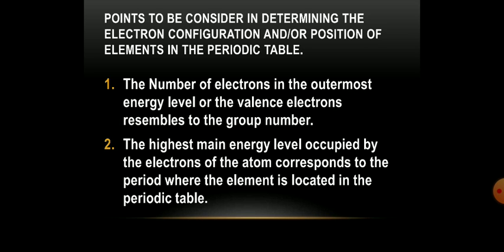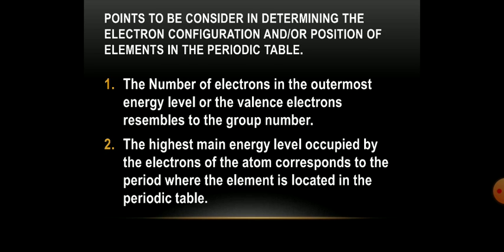Means if we consider potassium, which is present in group 1, in its valence shell the number of electrons is 1 because it comes under group 1. And like that, if we consider magnesium, it comes under group 2. In its valence shell there are 2 electrons present. So this resembles the group number.